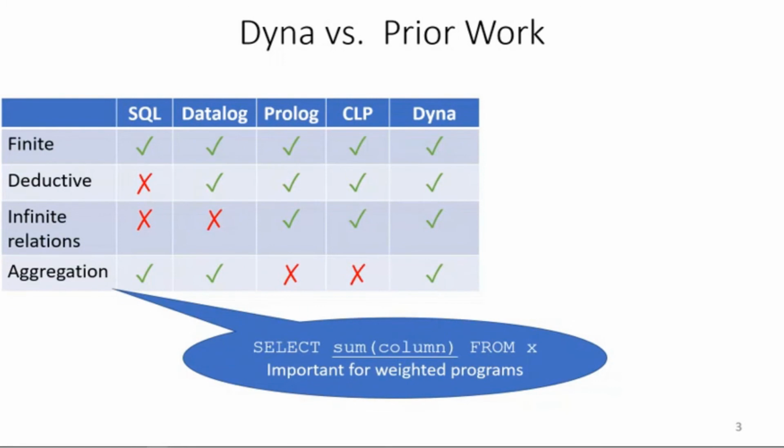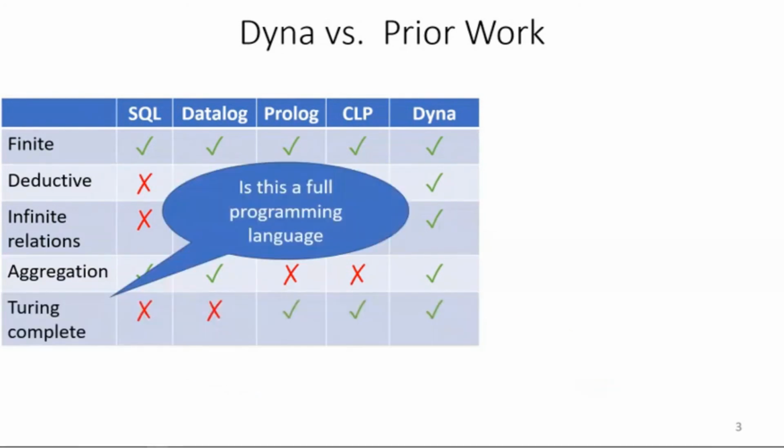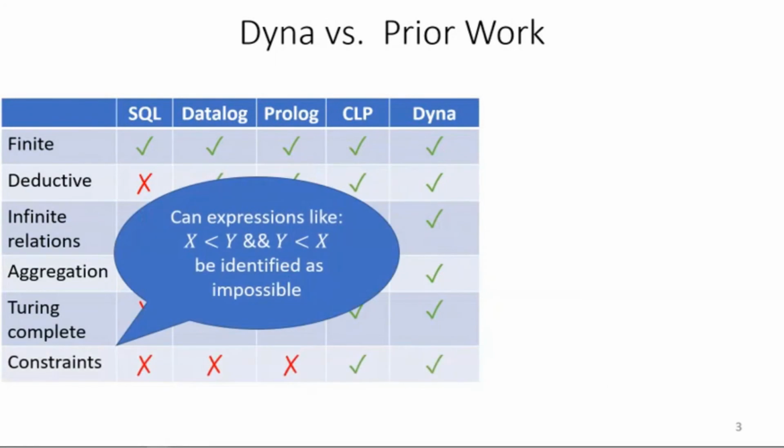Aggregation allows the system to combine the results from many different facts in the database. Here I have illustrated this as a SQL sum query. Aggregation also turns out to be necessary for making interesting weighted programs, as we'll see momentarily. Turing complete, or if this is a full programming language. Constraints, or if we support expressions such as x less than y or y less than x, and identify that this is not possible without having to identify values for x and y.